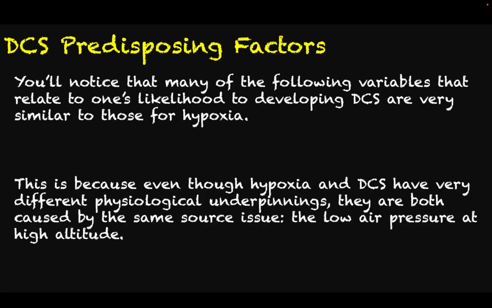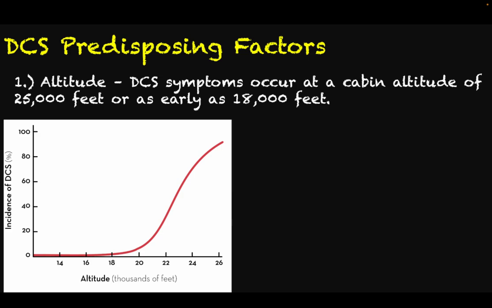The reason you're going to see this is because even though hypoxia, which is the lack of oxygen to different parts of the body, and DCS, which is the result of evolved gases coming out of the body, may have very different physiological underpinnings, they are both caused by the same key root issue, the low air pressure at high altitude. Physiologically, they may be caused by different things, but the source of the issue is still the same, that low air pressure at high altitude.